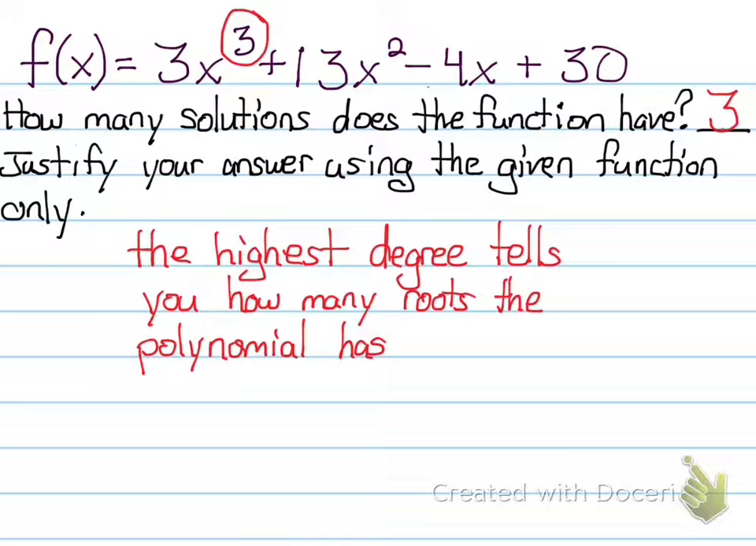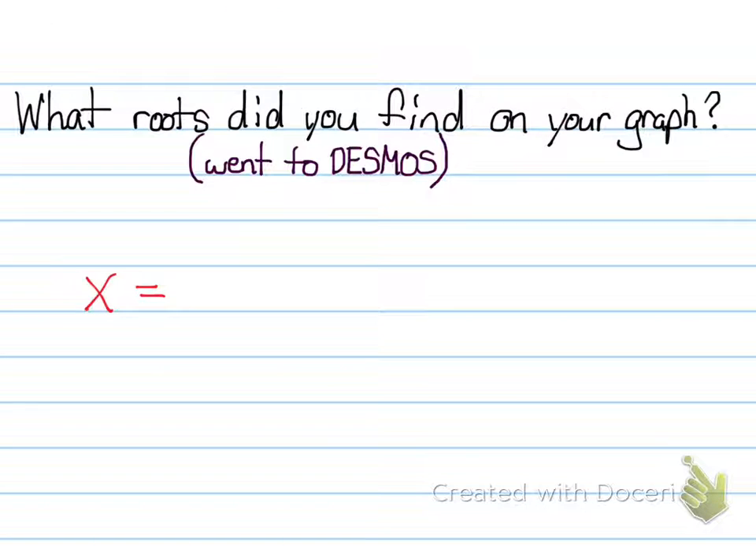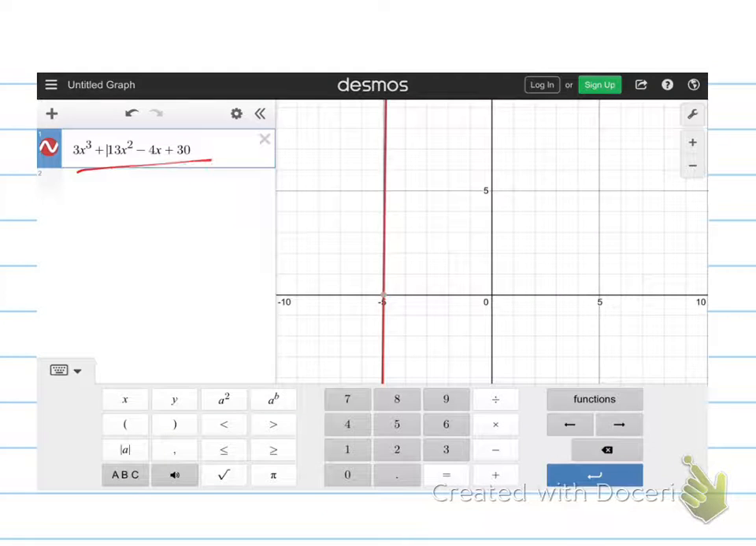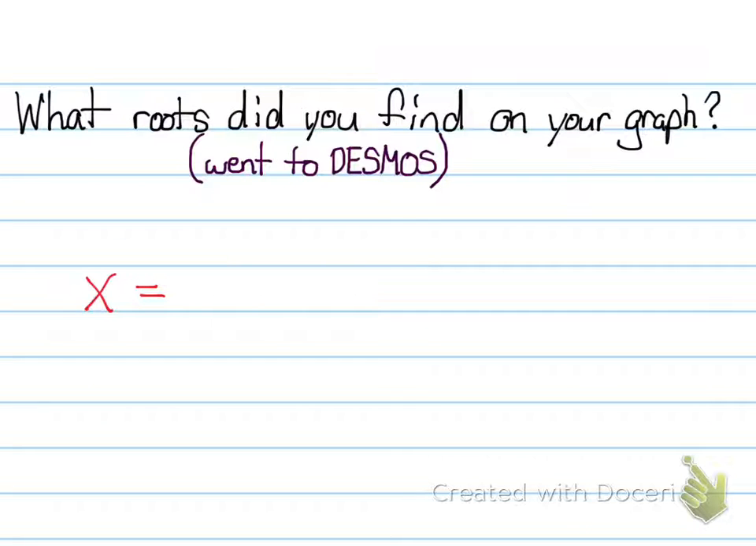The highest degree tells you how many roots your polynomial is going to have. What roots did you find on your graph? So when I go to Desmos and type in the polynomial function, as you can see here, this is what my graph looks like. Now, we just said we have 3 roots, but you only see it cross the x-axis at the number -5. That's because the other 2 are complex roots. So my first root I'm going to start off with is x equals -5.